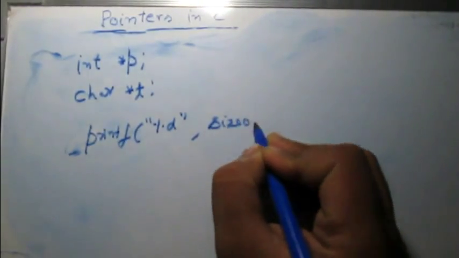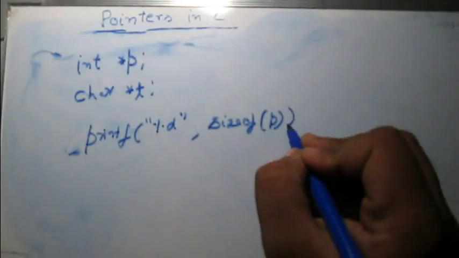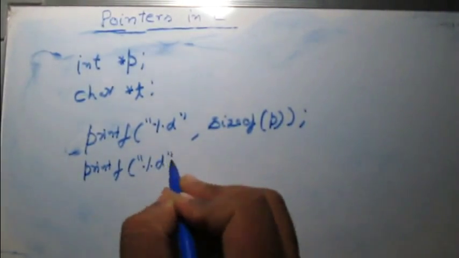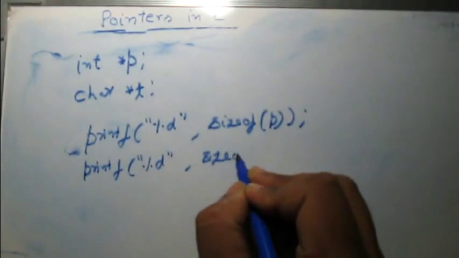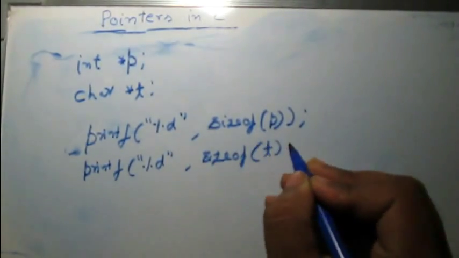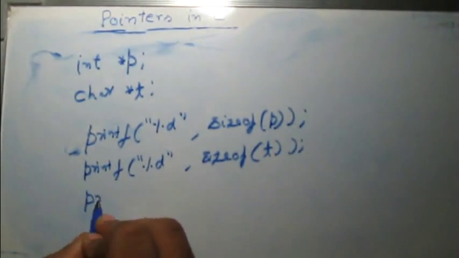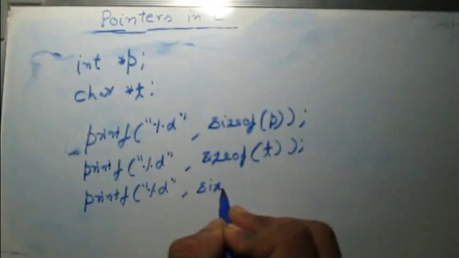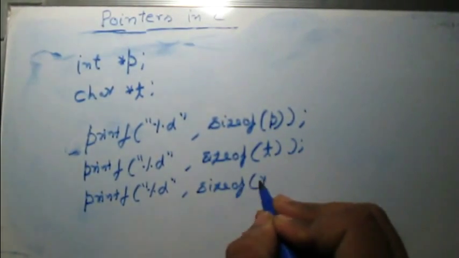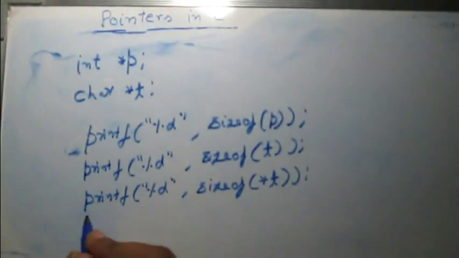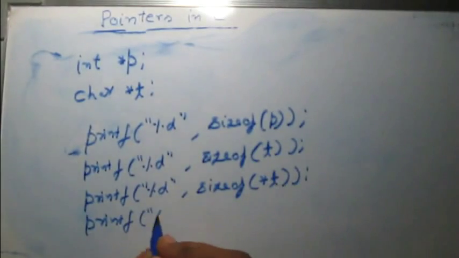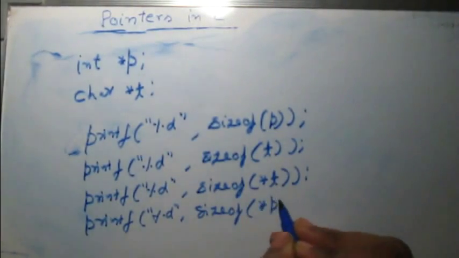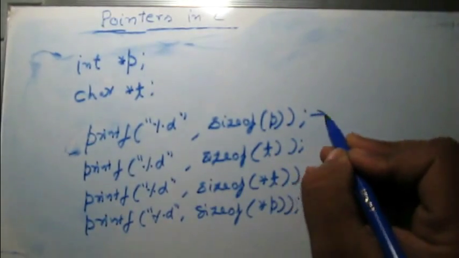printf %d sizeof P, printf %d sizeof T, printf %d sizeof star T, printf %d sizeof star P.